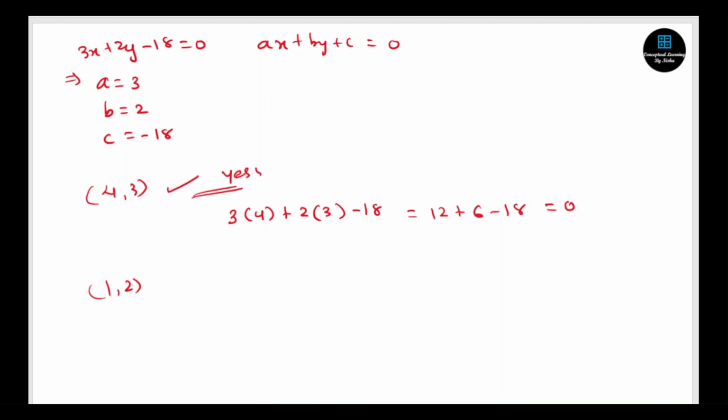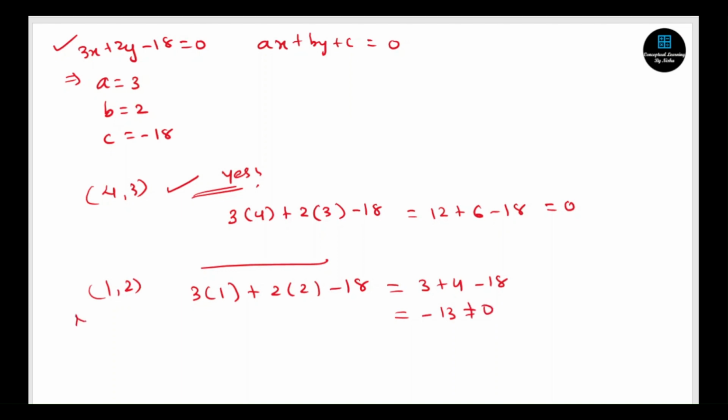Okay, you have to write this properly. So you have to say that yes, (4, 3) is the solution of this given equation. You have to write the final statement. Now same way for this. So 3 into 1 plus 2 into 2 minus 18. Here 3 plus 4 minus 18. So this is what? 7. 7 minus 18 is minus 11. So it's not equal to 0. So you can say no, this point is not the solution of this given linear equation, right?